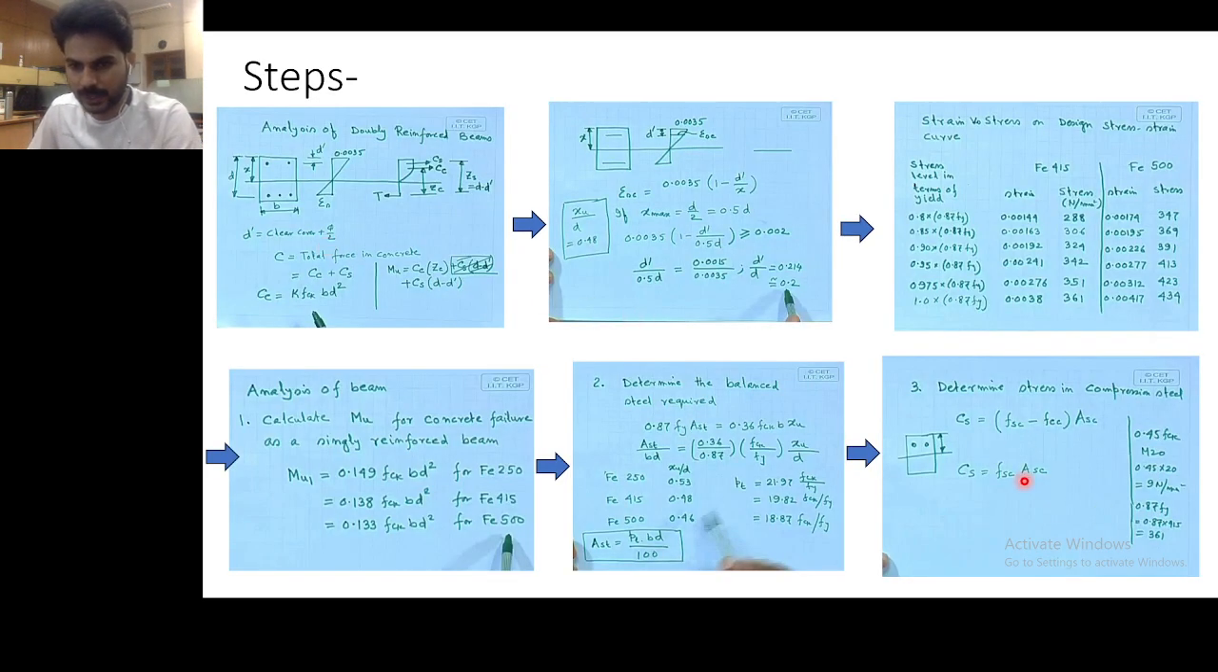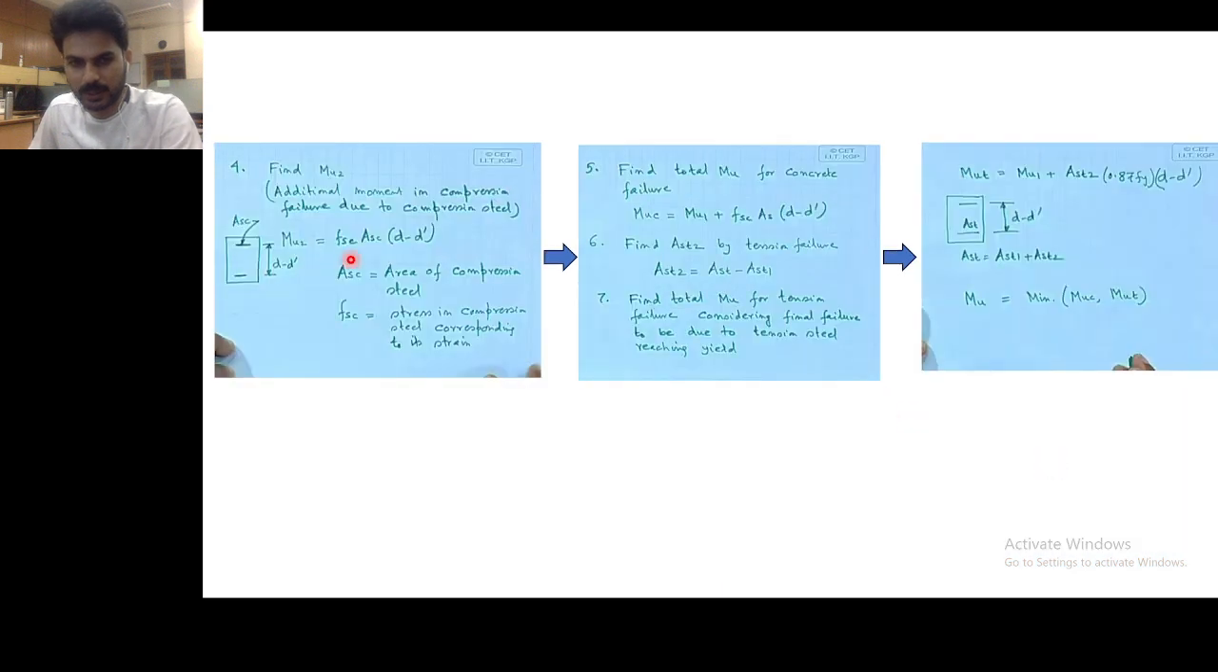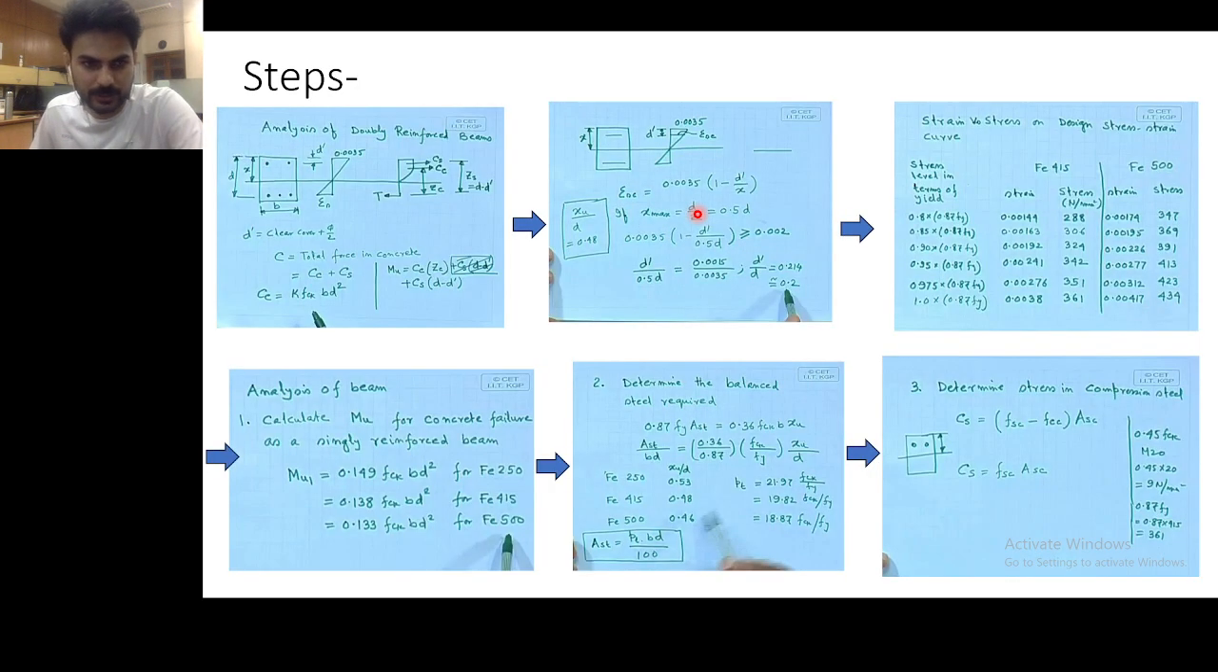Here we have ASC, and by putting FSC and ASC, D minus D dash, directly we can get the mu2. And total mu is like mu1 plus mu2. So mu2 is like FSC into ASC into D minus D dash, that is written here, and mu1, which is calculated for the balanced steel section, which is here mu1.